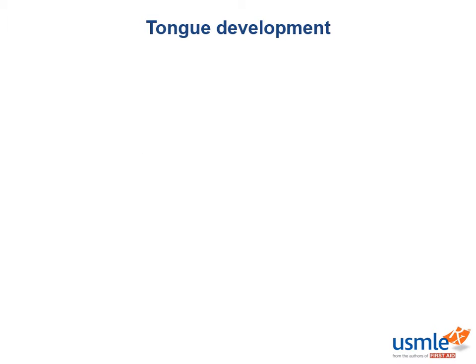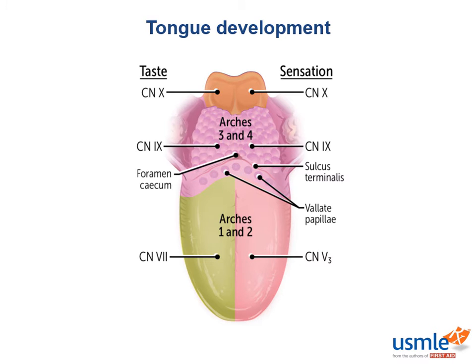In this video, we are going to talk about tongue development. So the tongue is divided into the anterior 2/3 and the posterior 1/3. The anterior 2/3 are formed by the first and second pharyngeal arches, whereas the posterior 1/3 is formed by the third and fourth pharyngeal arches.